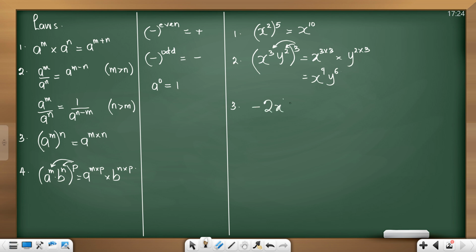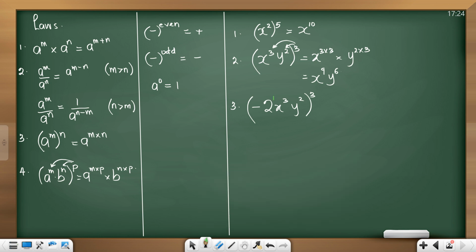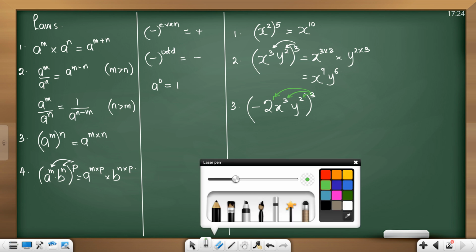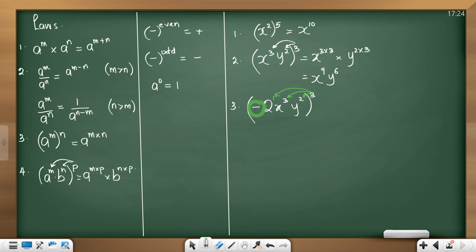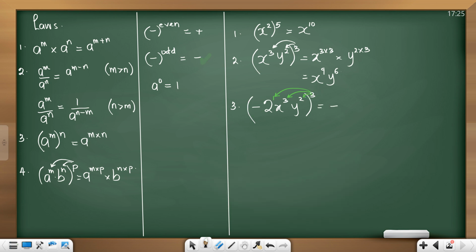Number 3. Negative 2, x to the power 3, y to the power 2, everything to the power 3. Now, don't forget there is an invisible exponent on the 2, which is 1. So I will be multiplying all my exponents with the exponent outside. And remember, we said if it is negative in the bracket and an odd exponent, then our answer would be a negative. So I'm going to start with the sign and put the negative there.